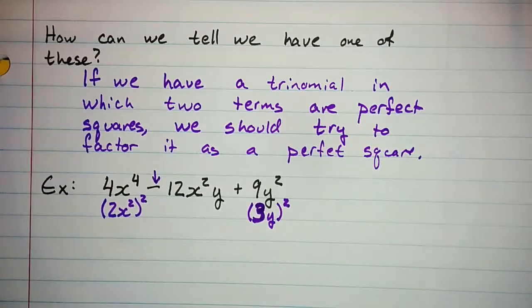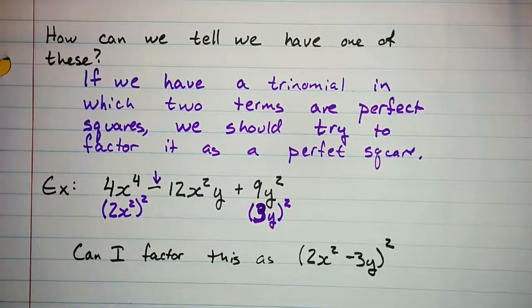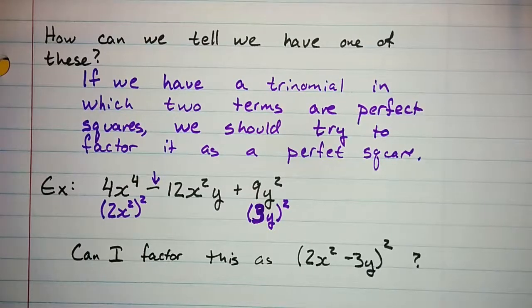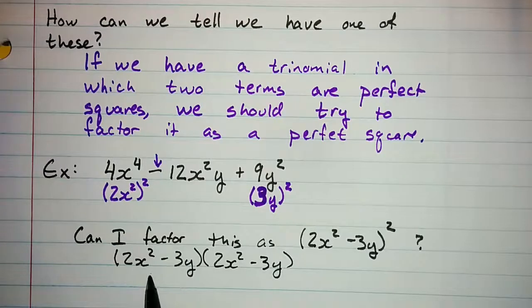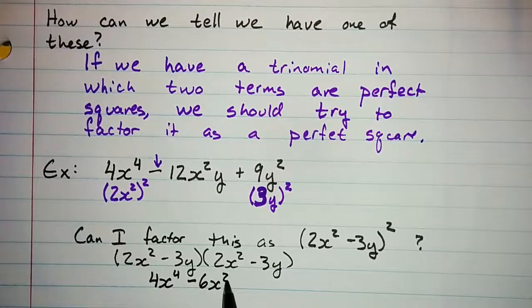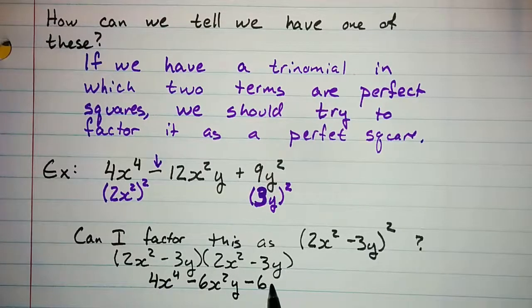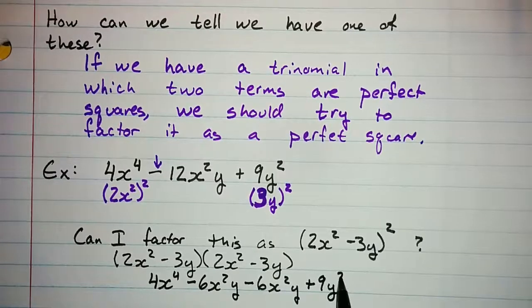I see that this is subtraction. So I wonder, can I factor this as (2x² − 3y) all squared? How should I find out? Right, multiply this out and see if it works. 2x² times 2x² is 4x⁴. 2x² times negative 3y is negative 6x²y. Negative 3y times 2x² is negative 6x²y. Negative 3y times negative 3y is positive 9y².